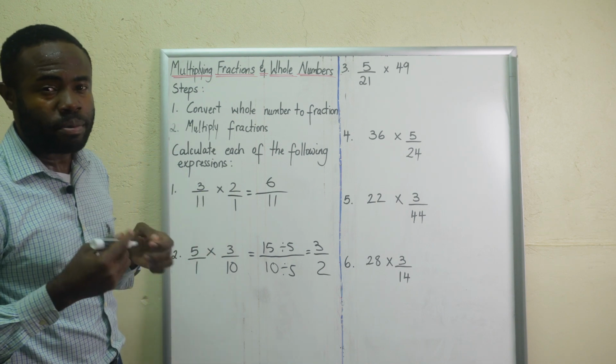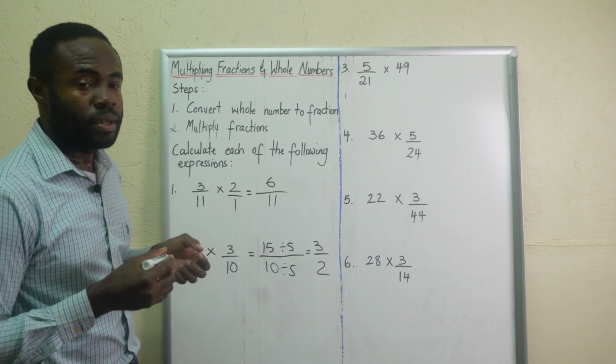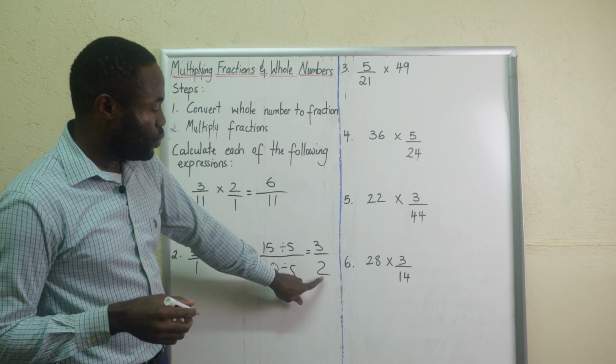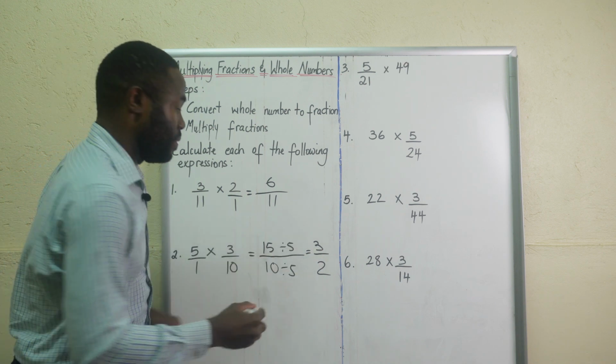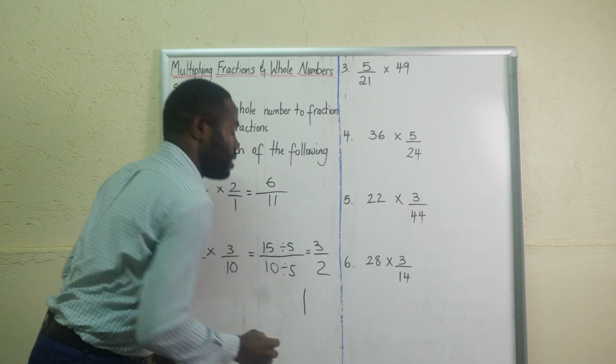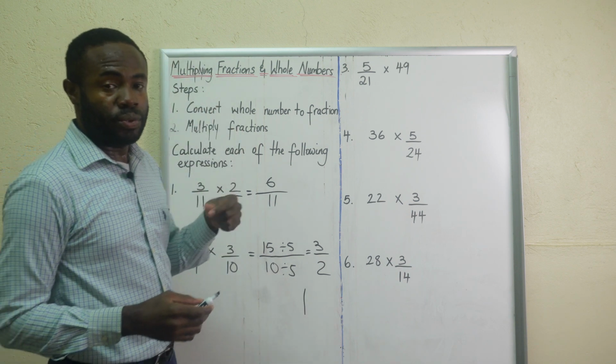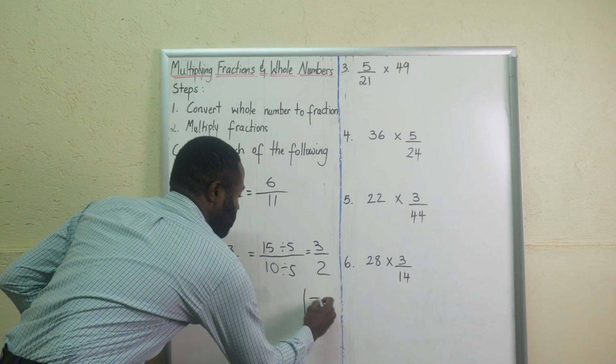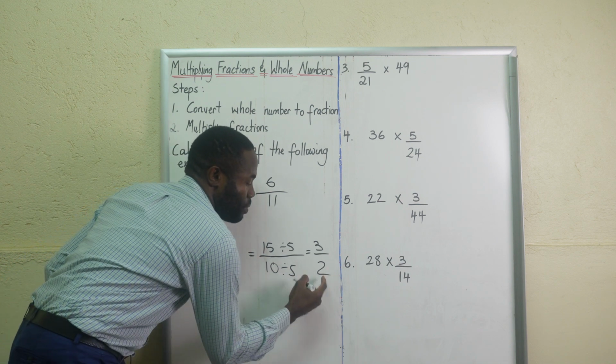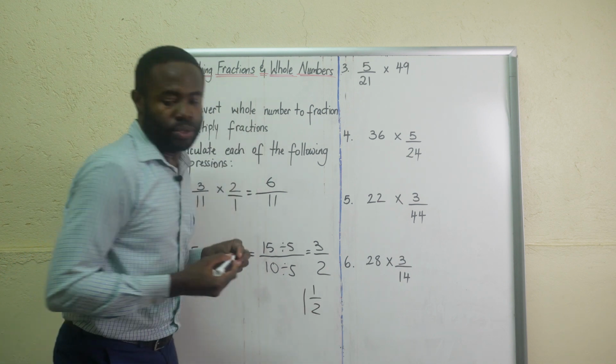Remember now that improper fractions can be converted to a mixed number. So let's do that. 2 into 3 goes 1 time. And if you subtract 2 from 3, that will leave you with a remainder of 1. And then you put back your denominator, which is 2.